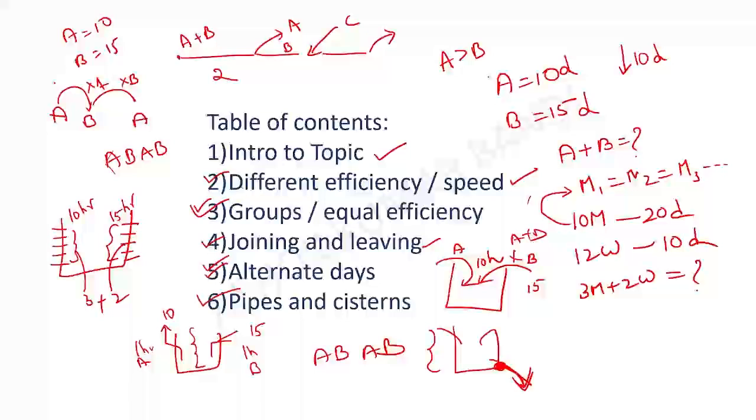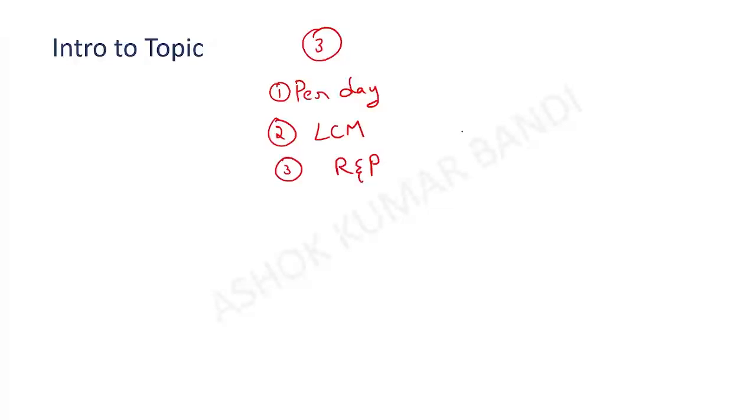Okay, without delay, let us see how to solve these kinds of problems. You can solve these kinds of problems majorly in three ways. First one is by using the per day method. Second one is by using the LCM method. Third one is by using ratio and proportions. You can use any of the techniques that you want, but majorly we are going to use the LCM method. I will explain why.